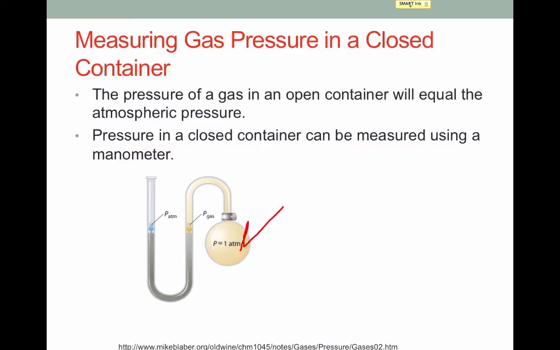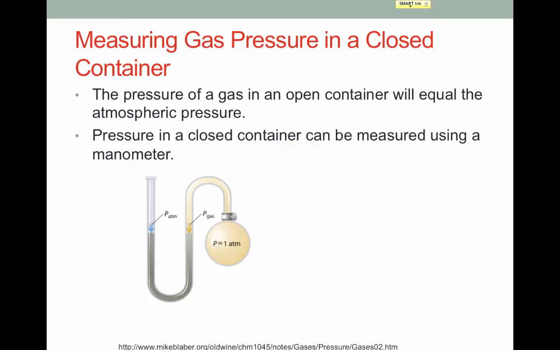First, we have a closed container full of gas connected to a tube filled with mercury, just like in the barometer. Notice this end of the tube is open to the atmosphere. Now, it's important to realize this does not mean the gas is in an open container. The mercury is really dense, and it actually causes a seal to occur. So the gas is still in a closed container, even though the tube is open to the atmosphere. So how does this work?